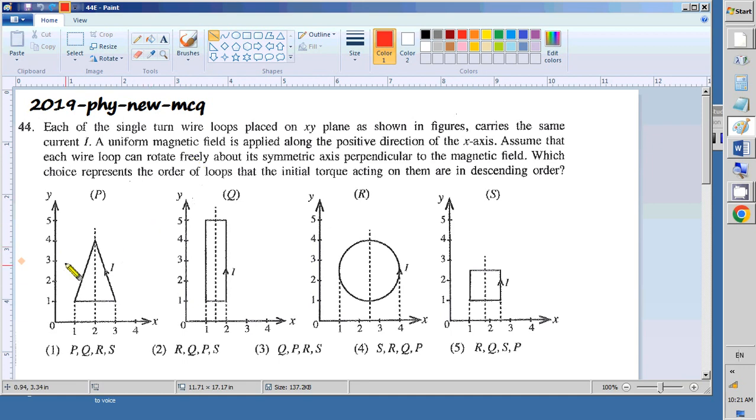A uniform magnetic field like this is applied everywhere, covering the total loop, but I draw only one line for convenience. The direction is towards the positive direction of the x-axis like this. So there are a number of lines like this, the field.